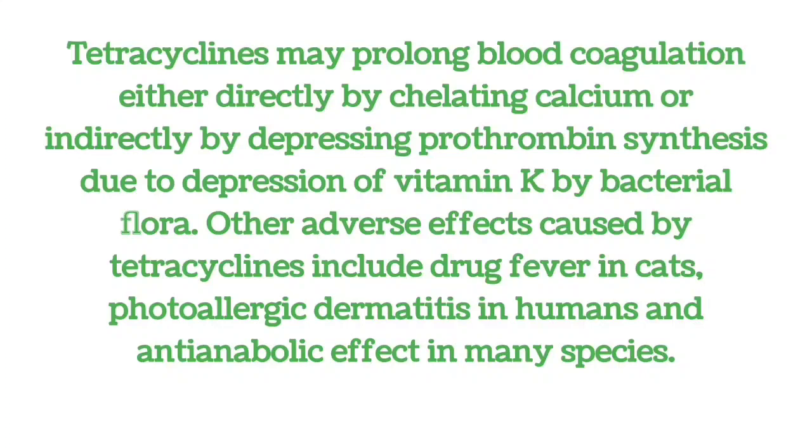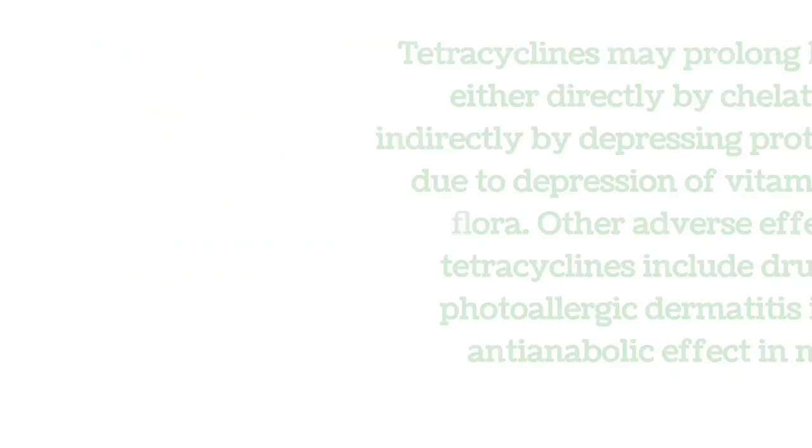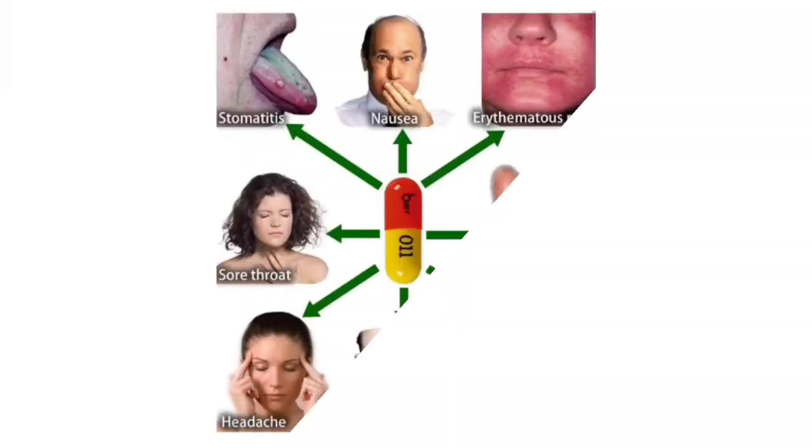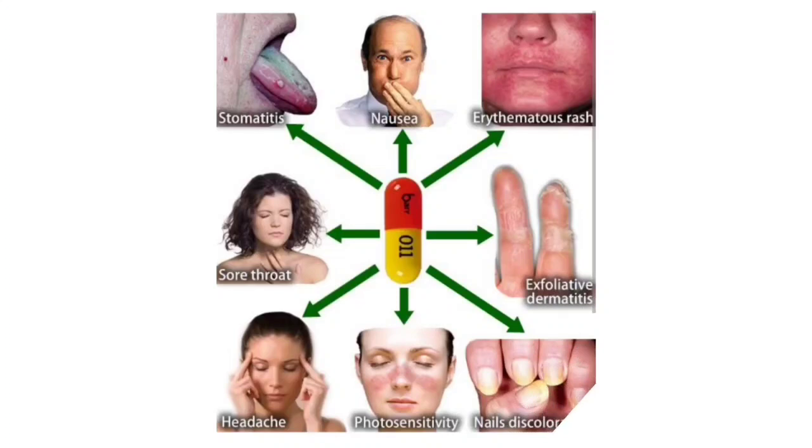Tetracyclines may prolong blood coagulation either directly by chelating calcium or indirectly by depressing prothrombin synthesis due to depression of vitamin K by bacterial flora. Other adverse effects caused by tetracyclines include drug fever in cats, photoallergic dermatitis in humans, and anti-anabolic effect in many species.